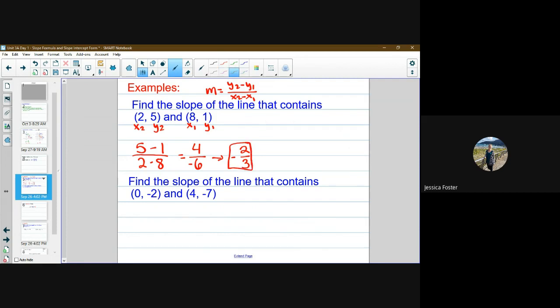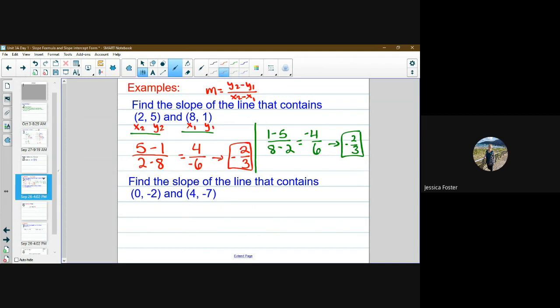Now, if I had switched this around and instead said this was my first point and this was my second point, if that was true, I would have done 1 minus 5 over 8 minus 2. That would have given me negative 4 over 6, which still simplifies to negative 2/3. Either way, you'll get the same answer. The order of the points, which one's x1, y1, which one's x2, y2, that doesn't matter.